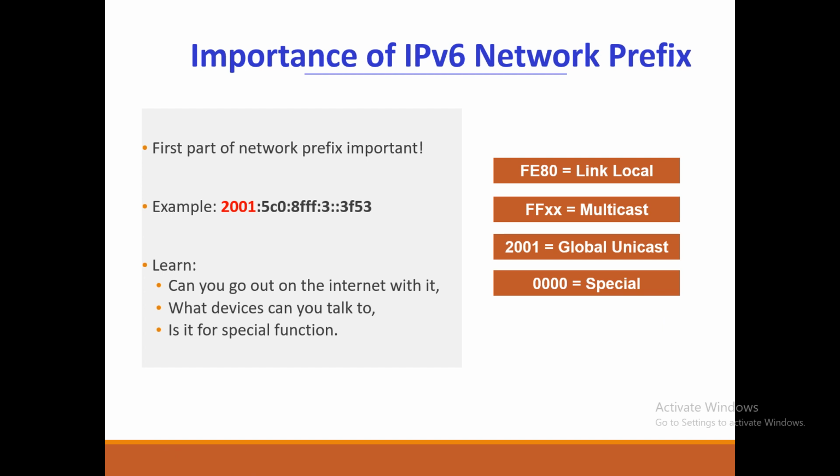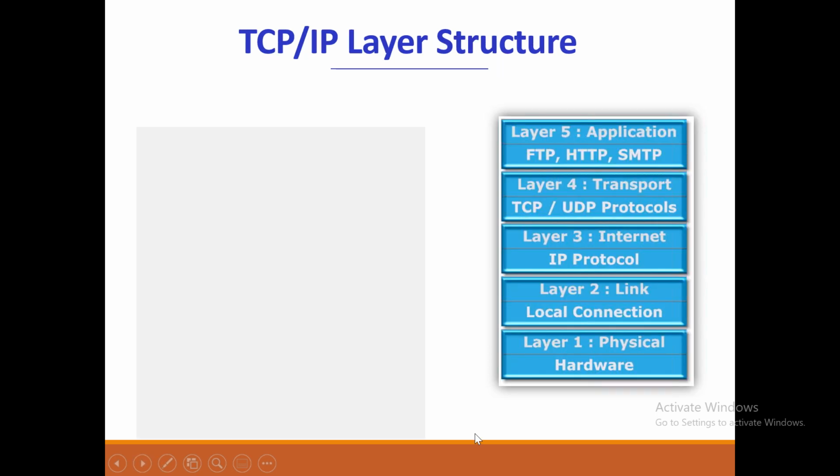The other thing you want to really keep in mind is the importance of the IPv6 network prefix, as we talked about, because the first thing you want to look at in the trace is the source and destination address. Is it a global unicast? Is it multicast? What is it? Is it link local? That's a very important thing to know, because by knowing that, you'll have a real good idea of what the packet is.